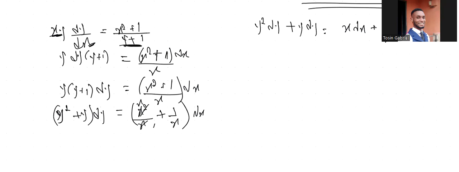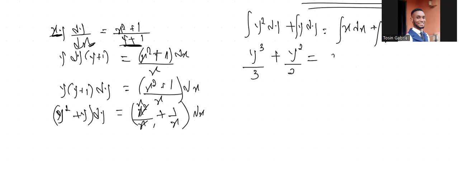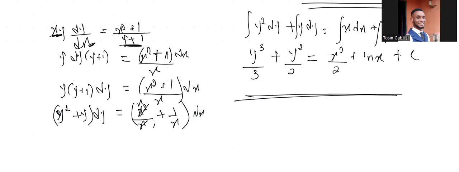So let's integrate now. By the time you integrate y squared, it's going to be y raised to the power of 3 over 3. So just simply add 1 to the power, and anything you have, you divide it by it. Then plus, also here we are going to have y squared over 2, which is equal to x squared over 2, then plus ln x plus c. So this is simply the relationship between the x and y variables.